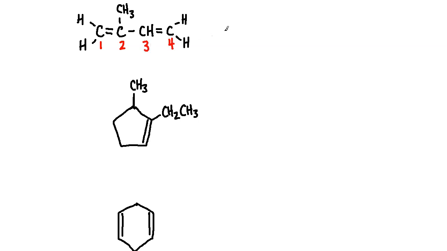Okay, so 2-methyl. And now we're going to need 2 numbers because we've got 2 double bonds. So it would be 1,3, because here we are with the first double bond, and here we are with the second double bond. So it's 1,3, and the total parent chain has 4. So it would be a butane in nature, but I'm going to cut off the ane part and do butadiene, because I have 2 of those double bonds.